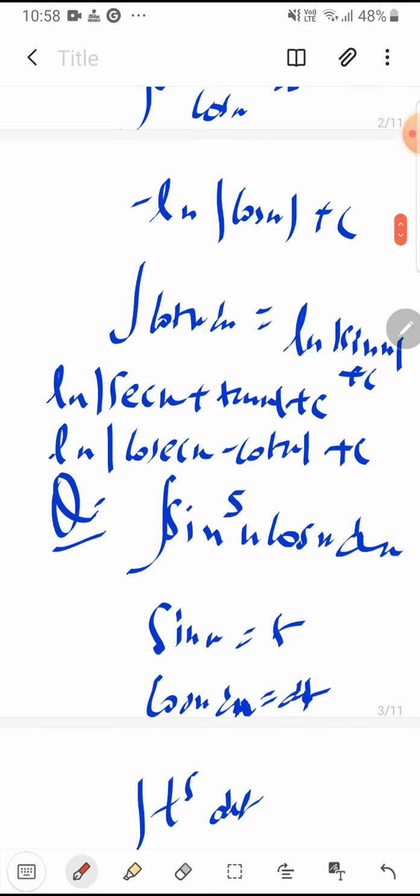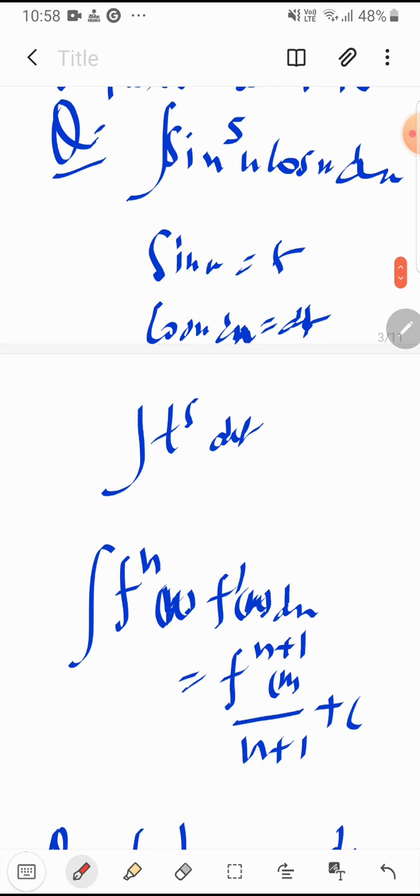Then next is sin raised to the power 5 x into cos x. This is again a very simple question. Derivative of sin x is cos x, so we can put sin x as t, cos x dx as dt, which becomes t raised to the power 5.